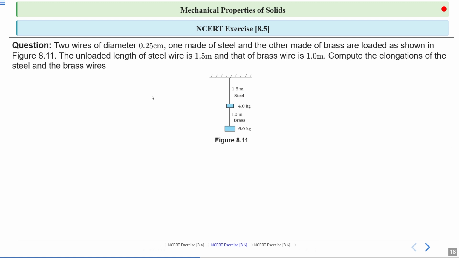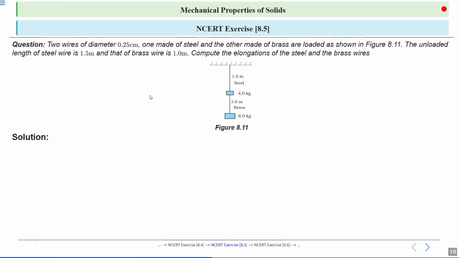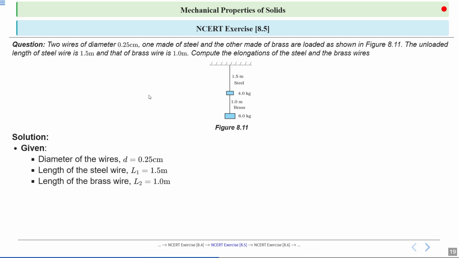Alright, let's start to solve this question. So let's start by listing all information given in the problem. The diameter of both wires is 0.25 centimeters. Next, the length of the steel wire is 1.5 meters. Length of the brass wire, 1.0 meter.